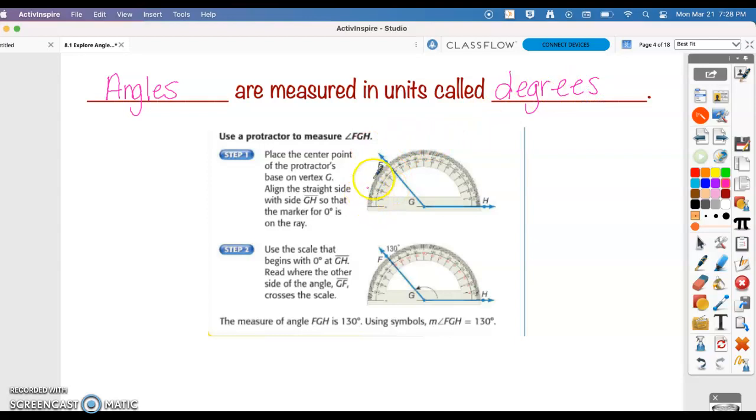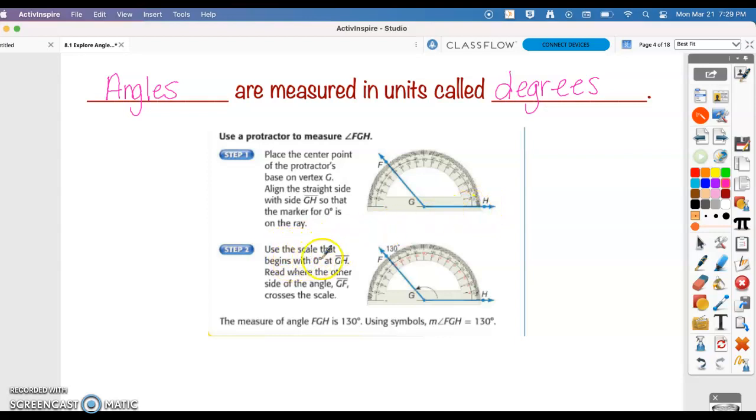You can see I'm giving you a half protractor. On your protractor, there is a center dot down here in the middle, and this straight line down here. It says to place the center point of the protractor's base on the vertex, which is where your angle opens up. Align the straight side with side GH so that the marker for 0 degrees is on the ray. Whenever you line up your protractor, that's going to be your 0 degrees.